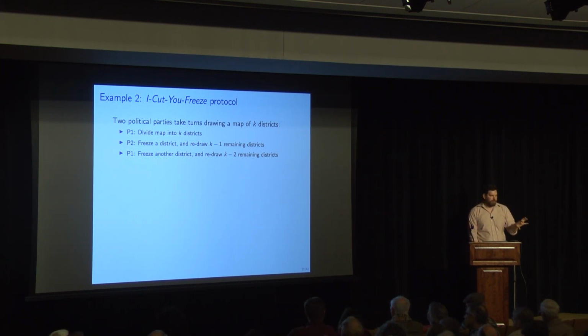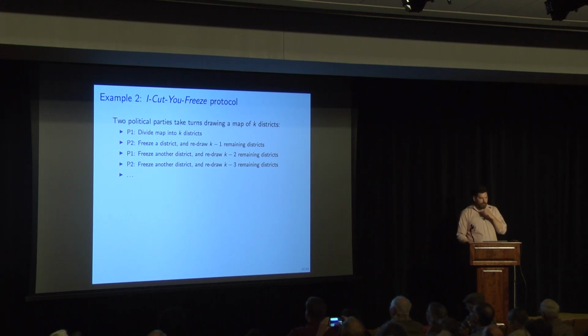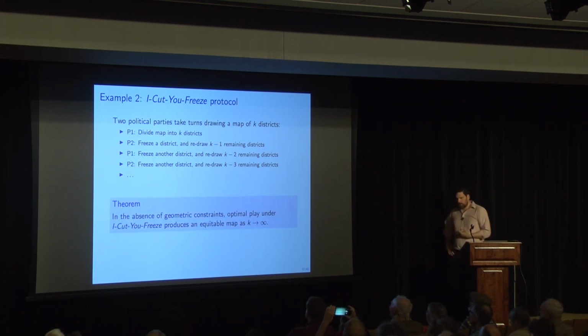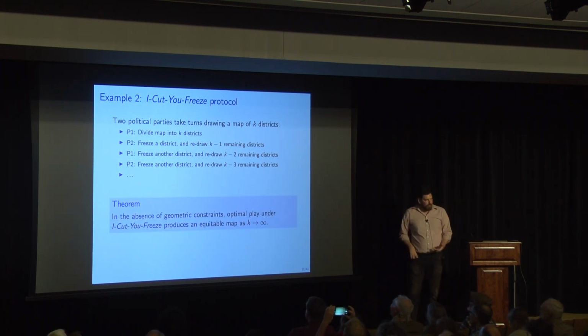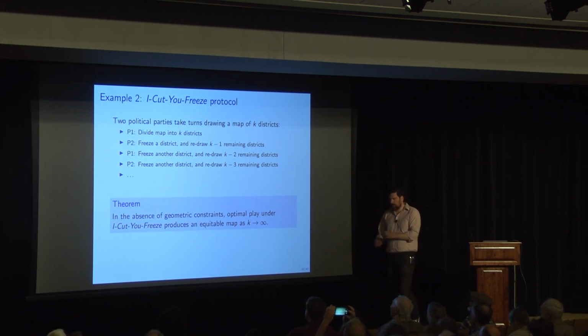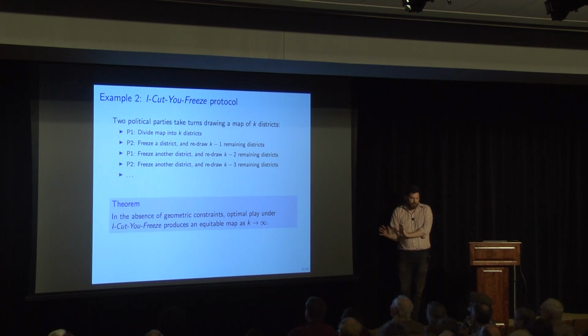This one is definitely going to be a district in the final map. And they go back and forth. You end up with a map. Okay? I cut, you freeze. So there's a theorem that says this works well. So there's the theorem, it factors out geometric constraints.